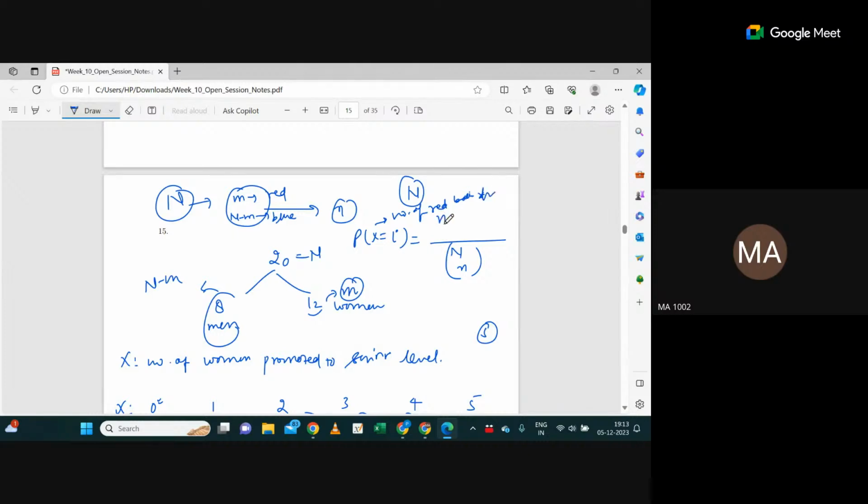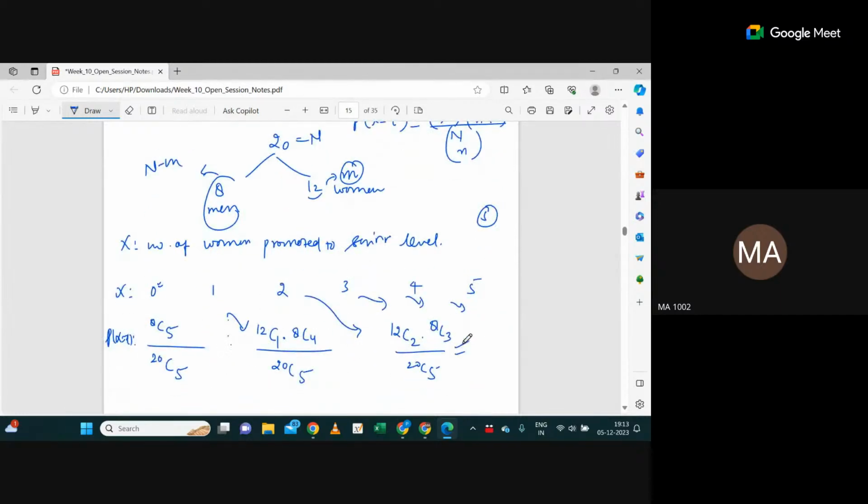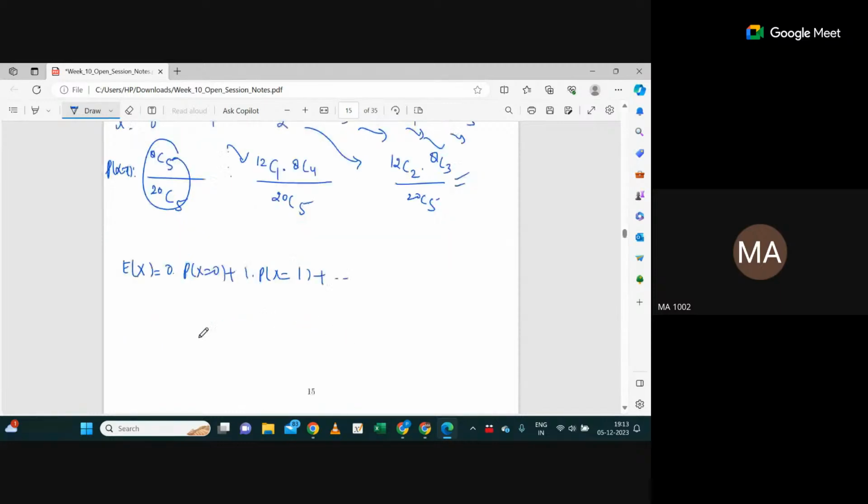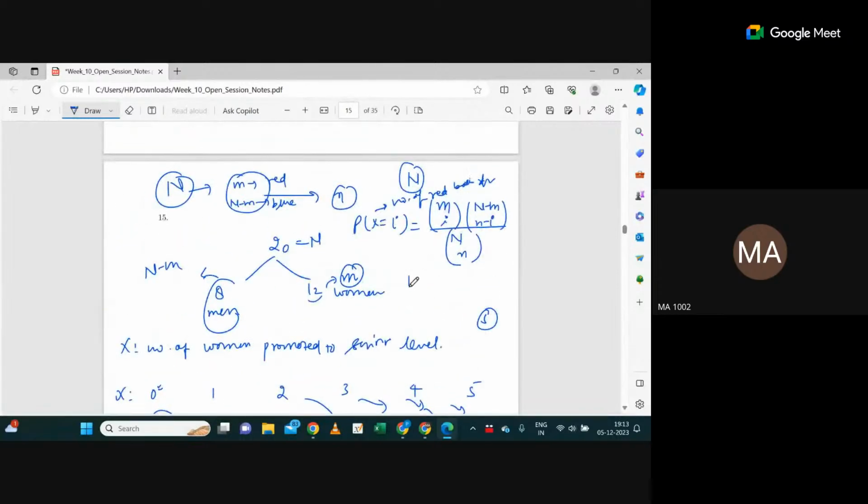So the probability will be mCx into N minus m C n minus x, divided by NCn. This is the same as this concept. Simply, you can then find out the expected value of X: 0 into the probability at X equal to 0, plus 1 into the probability X equal to 1, plus so on. Actually, in case of hypergeometric, the expected value is nothing but n times small m divided by capital N.